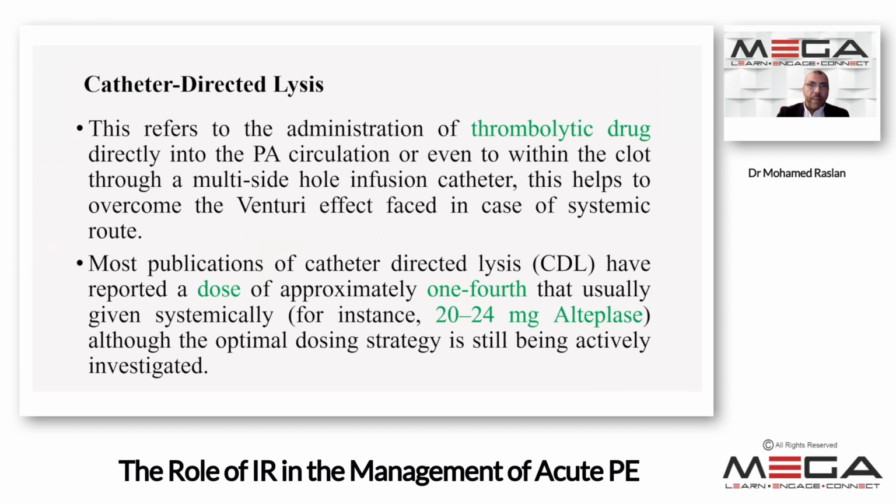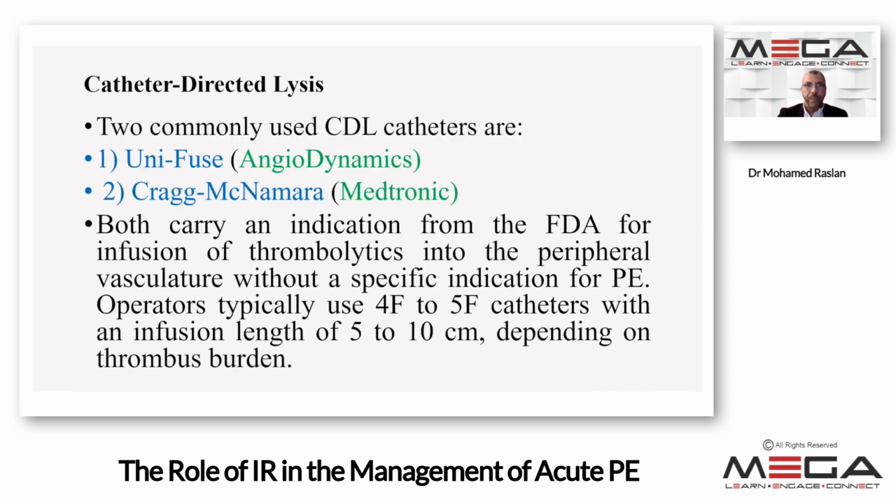So, for the catheter-directed lysis, this refers to administration of thrombolytic drug directly into the pulmonary artery circulation, or even within the clot through a multi-side hole infusion catheter. This helps to overcome the Venturi effect mentioned before, faced in the case of systemic thrombolysis. Most publications of catheter-directed lysis have reported a dose of approximately 1/4 that usually given systemically. For instance, 20 to 24 milligram alteplase, although the optimal dosing strategy is still being actively investigated.